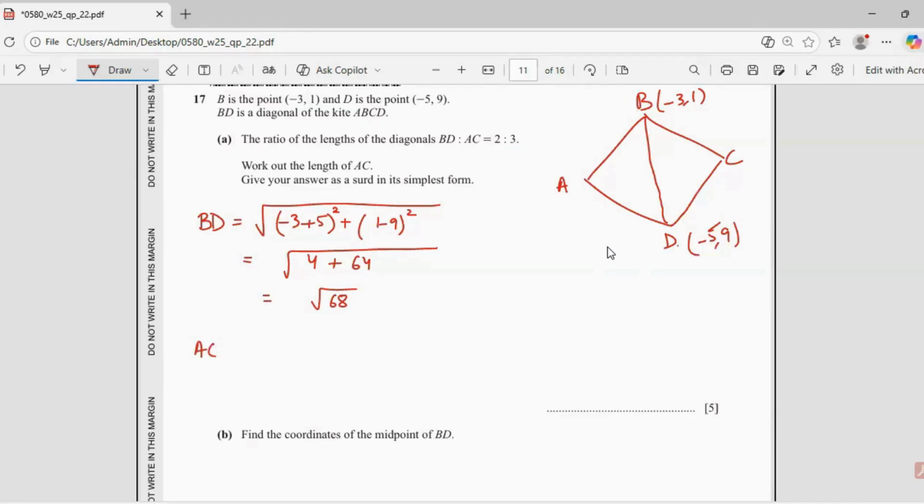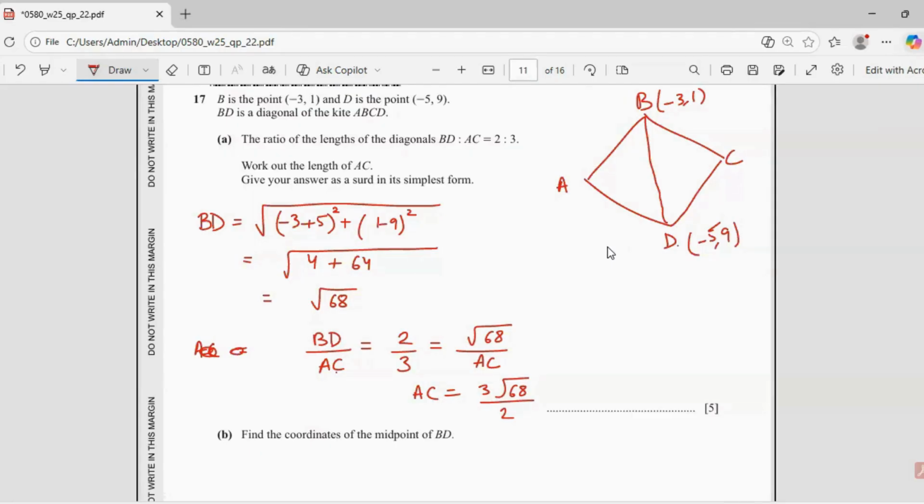So AC is equal to, if this is root of 68 and BD is to AC is equal to 2 by 3, and we have to find the length of AC, and BD we just calculated as root 68 and this is AC. So AC is equal to 3 root 68 upon 2.